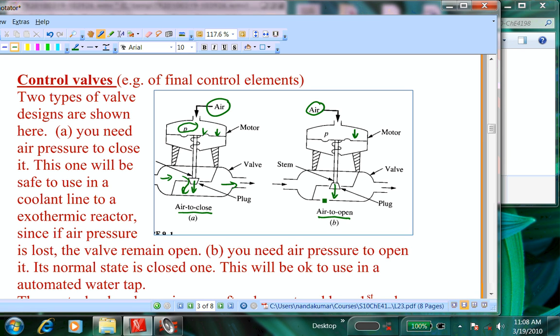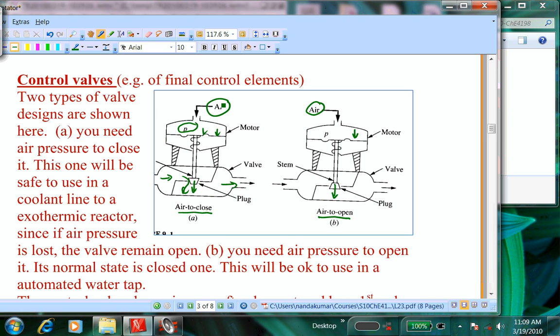Fail close. That's it. You got that? Then you have some idea of the safety concerns that one has to consider in picking these valves. So it's basically from a safety consideration. The dynamics of it is typically captured by the same equations for both of them. The transfer function between the input, being the air pressure, and the output, being the percent opening or the flow rate, will remain the same for both, but one is going to remain open in the fail state. Fail state meaning you lose the power supply.